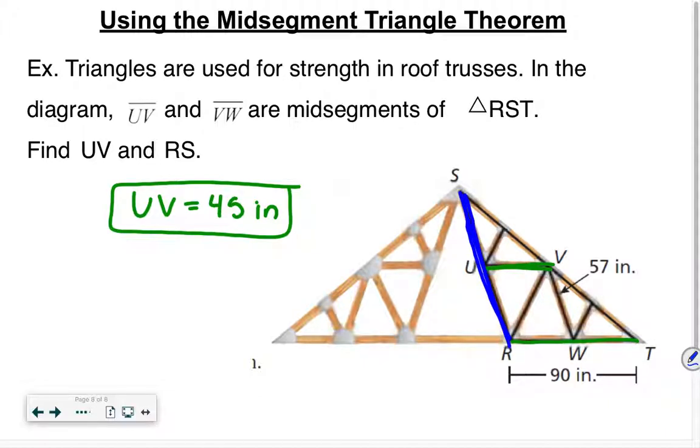RS is the entire side length of the big triangle. So RS is parallel, Anthony, to what side? VW. And if VW is 57, then Anthony, how can we find R to S? Double it, and what's double 57, Anthony?